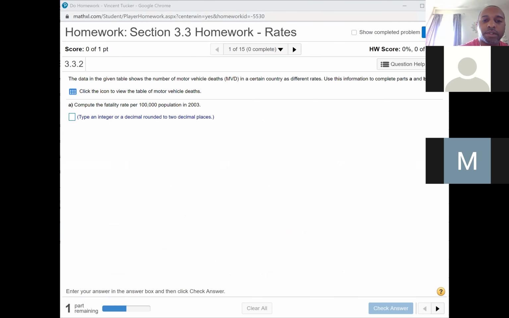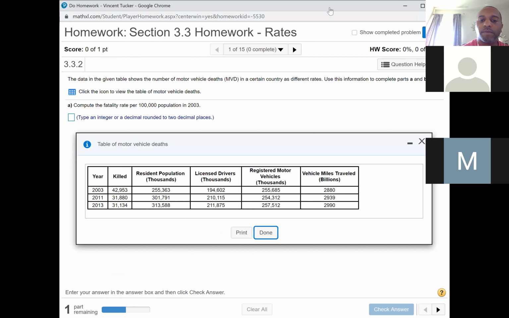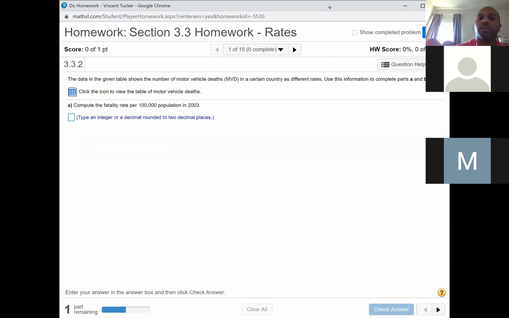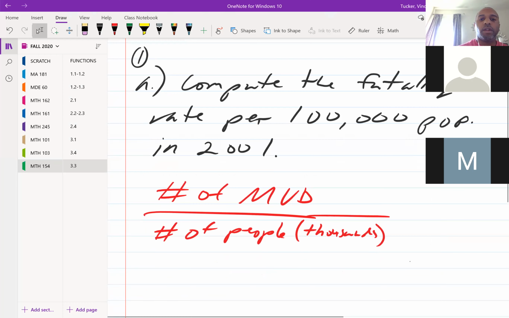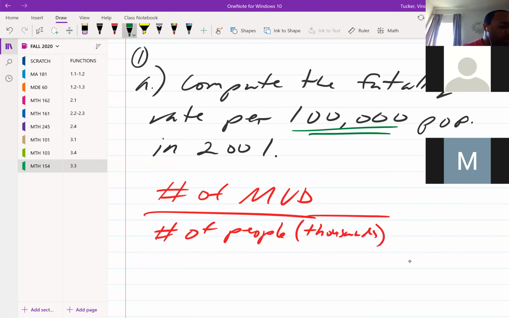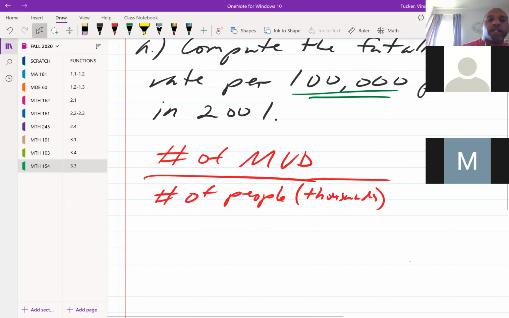Did it share? There's a chart here where you can see and notice that it says population in thousands. All right, so let's go back. The reason why that is key is because we want per 100,000, but it's going to give us per thousand. So we'll talk about that in a second. But like I said, I just want to make sure we recognize what we're dealing with.